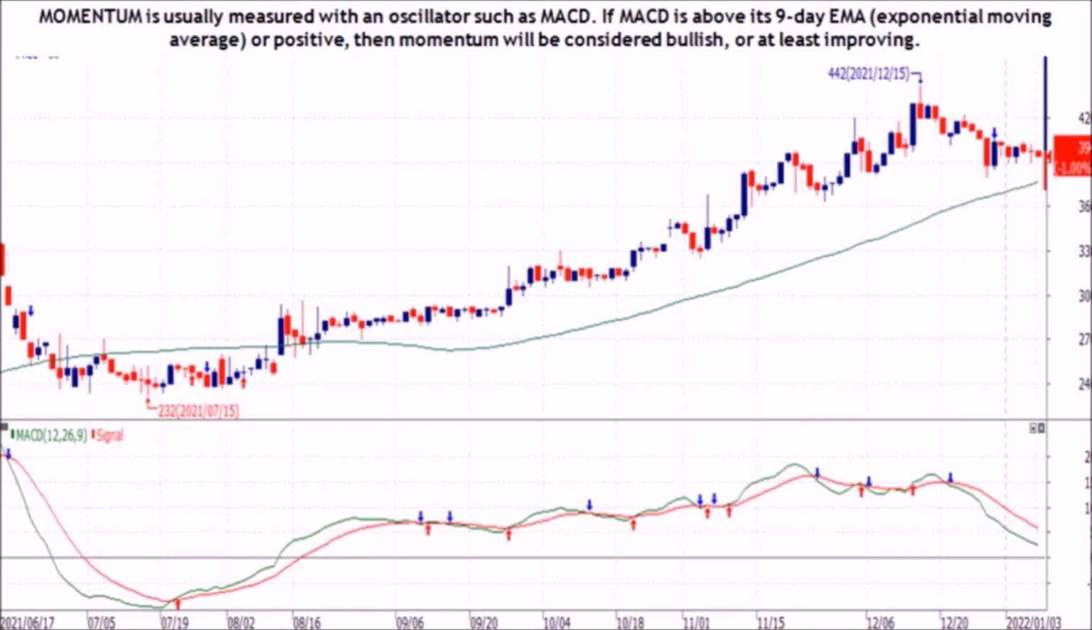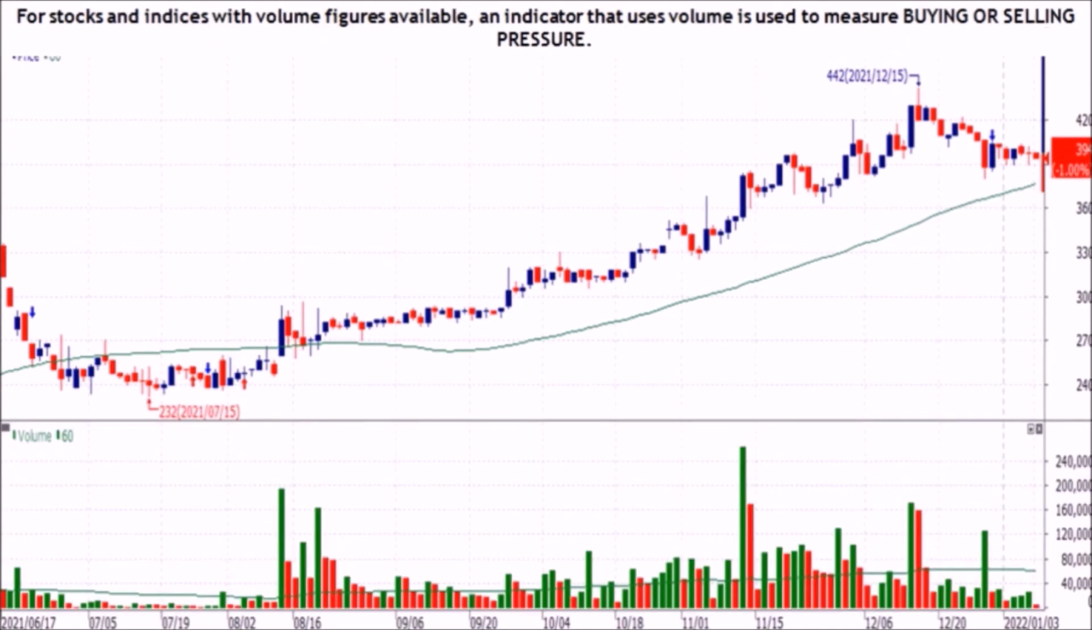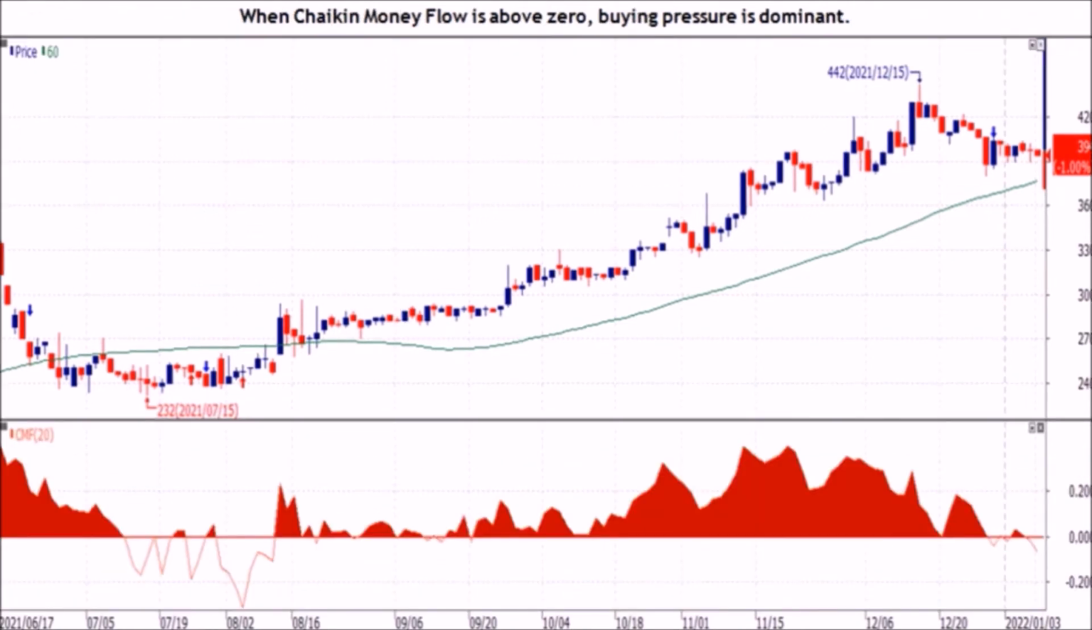Momentum is usually measured with an oscillator such as MACD. If MACD is above its 9-day EMA, exponential moving average, or positive, then momentum will be considered bullish, or at least improving. For stocks and indices with volume figures available, an indicator that uses volume is used to measure buying or selling pressure. When Chaikin Money Flow is above zero, buying pressure is dominant. Selling pressure is dominant when it is below zero.